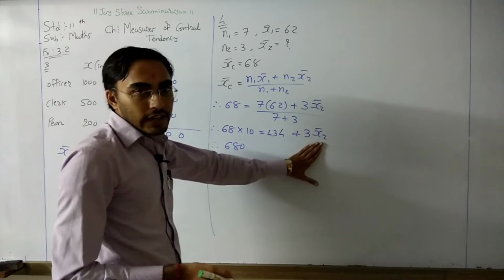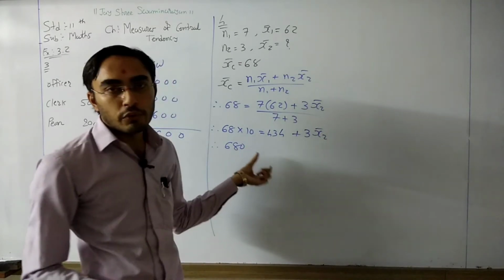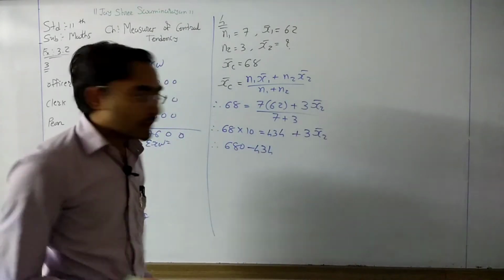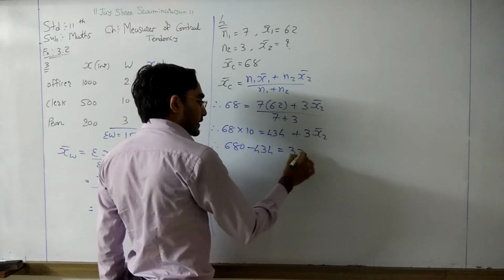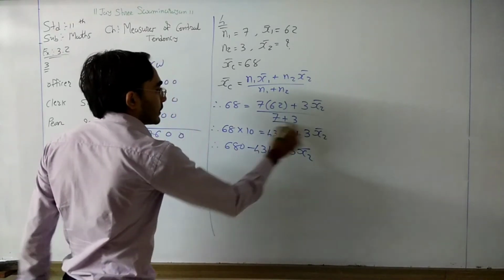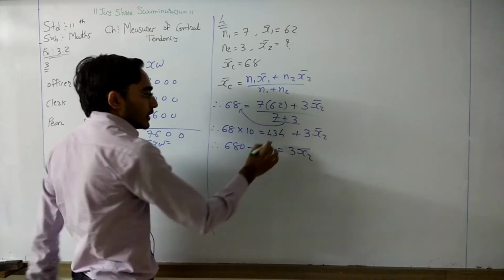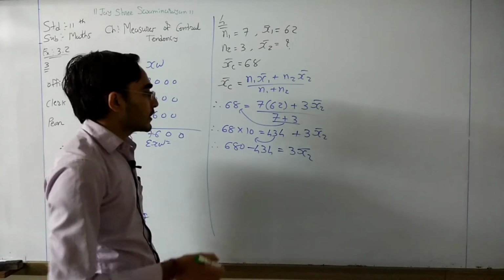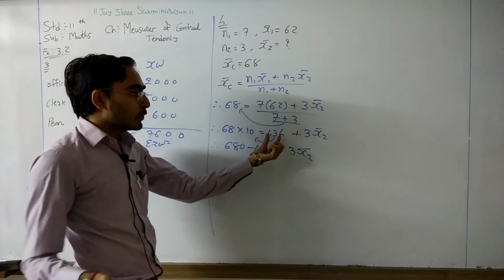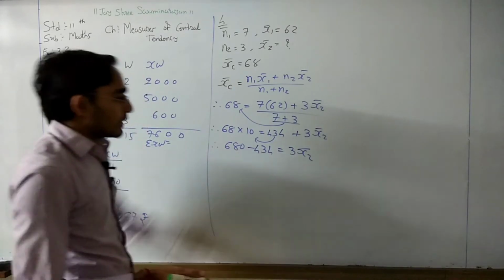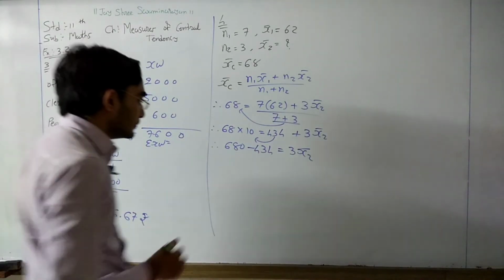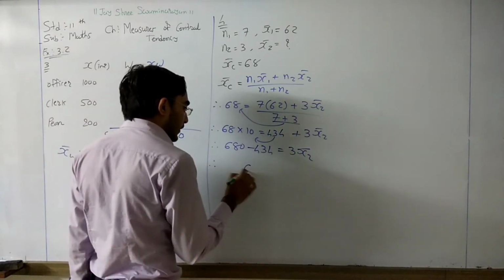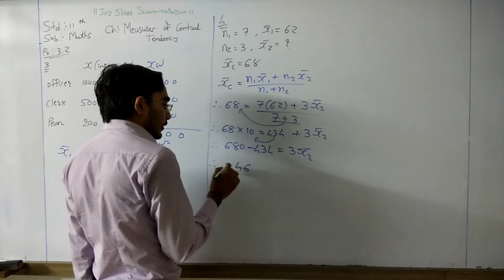If you want to find this x2 bar, first of all we transfer the 7 plus 3, that is 10, to the left hand side. Now we are transferring 434 to the left hand side. It is plus 434 here, so if we transfer it to the left hand side, it becomes minus 434. What is remaining is 3 x2 bar. Now 680 minus 434: 10 minus 4 is 6, 7 minus 3 is 4, 6 minus 4 is 2.